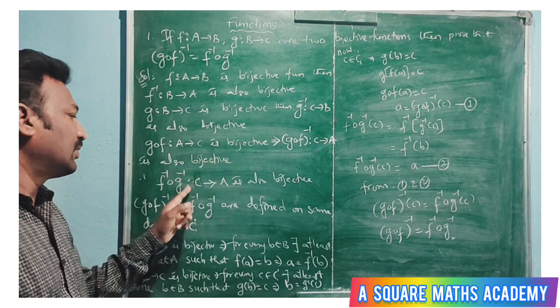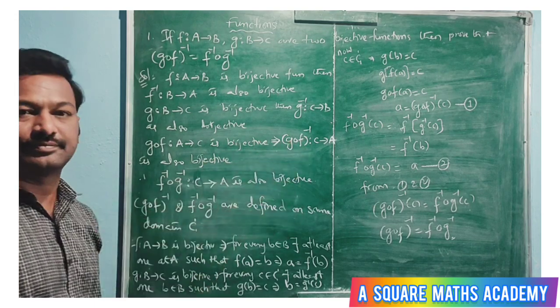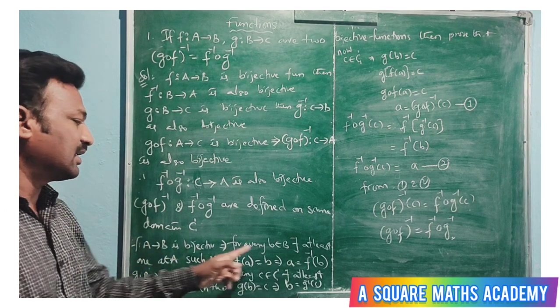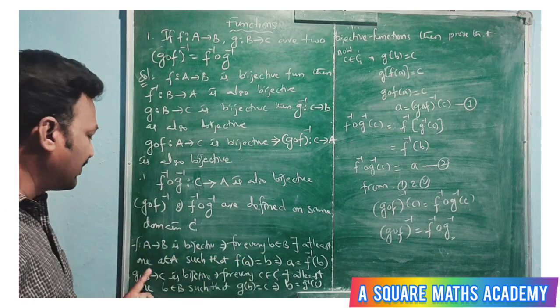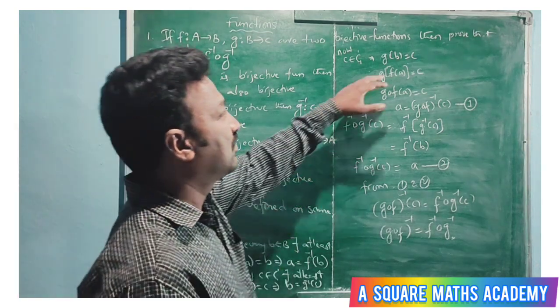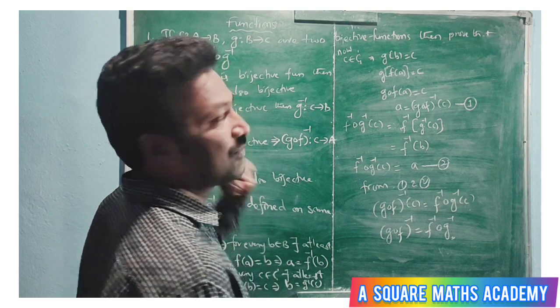ఈ రెండు కూడా సేమ్ డొమైన్ మీద డిఫైన్ అయిన అబ్జర్వ్ చేయండి. ఓకే, కాబట్టి దీని ఒక డెఫినేషన్ వస్తుంది. F is A to B bijective అయితే ఇది డెఫినేషన్, G is B to C bijective అయితే ఇది డెఫినేషన్. మనం G circle F whole inverse equals to F inverse circle G inverse ప్రూవ్ చేయాలి.